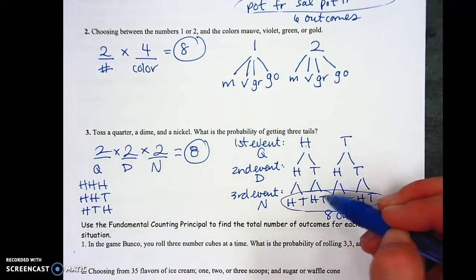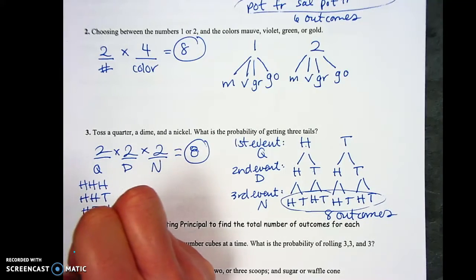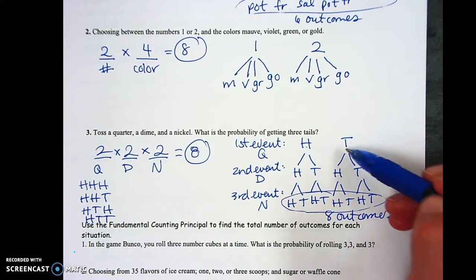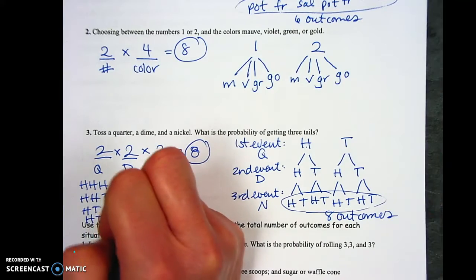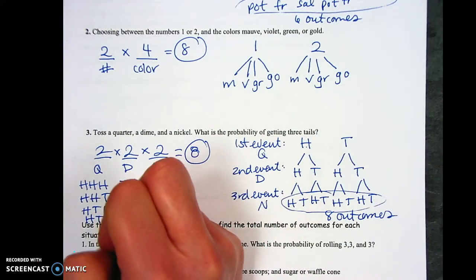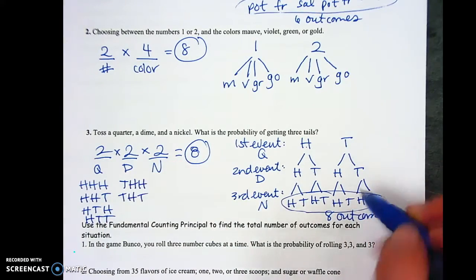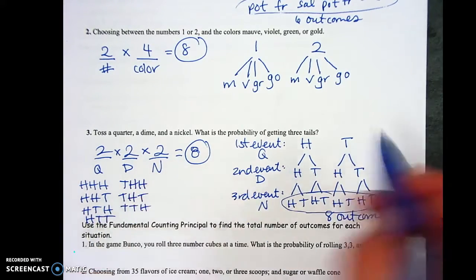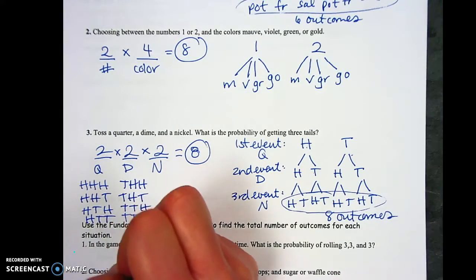and then heads, tails, tails. Going on to our fifth branch, tails, heads, heads. Tails, heads, tails. Tails, tails, heads. And tails, tails, tails. Kind of makes a pattern.